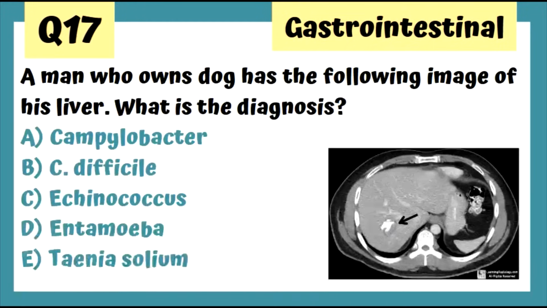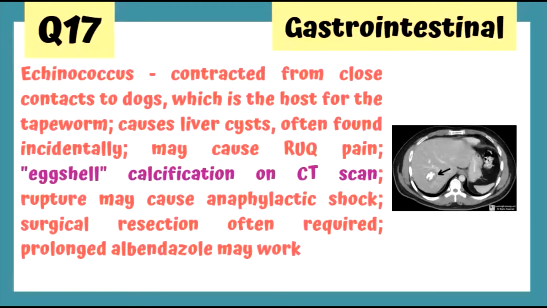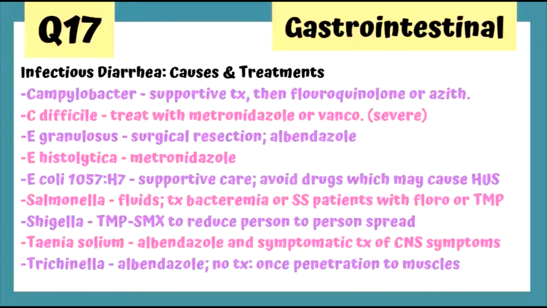Question 17. A man who owns a dog has the following image of his liver where we see the eggshell calcification. What is the diagnosis? So of these bugs, that would be associated with Echinococcus granulosus. Echinococcus granulosus is contracted from close contact to dogs, which is the host for the tapeworm, and it causes liver cysts often found incidentally, but there may be right upper quadrant pain, and there's eggshell calcification on CAT scan. Rupture may cause anaphylactic shock. Surgical resection may often be required along with prolonged albendazole, which may work. Now, over here we just have various infectious diarrhea, their causes, and their treatments.